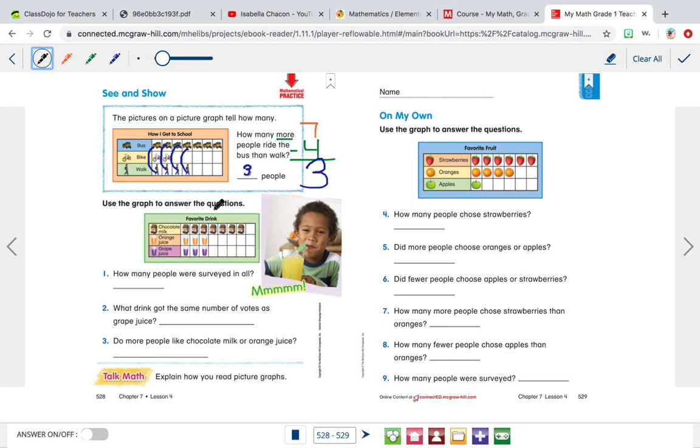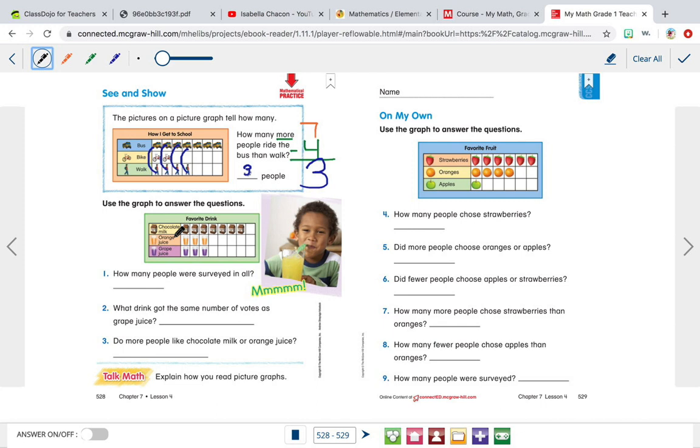So use the graph to answer the question. Your favorite drink: here's chocolate milk, orange juice, and grape juice. So they asked a bunch of people, what's your favorite drink? Chocolate milk, orange juice, or grape juice? If somebody asked me this, I would say chocolate milk, because chocolate milk is the best, all the way.